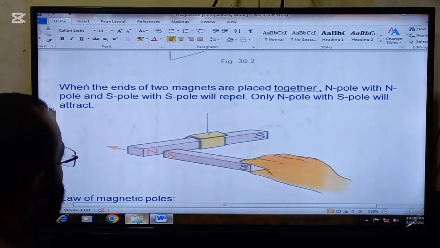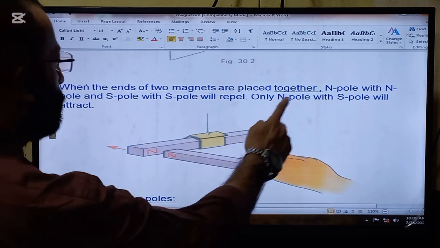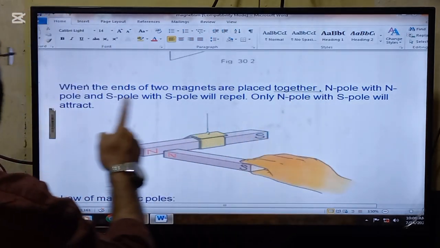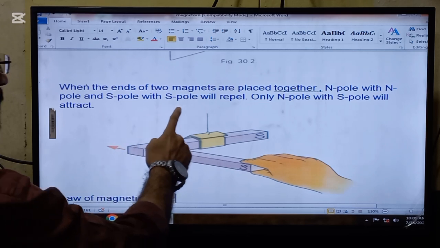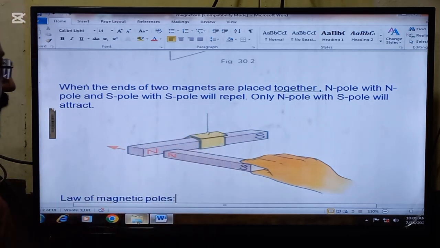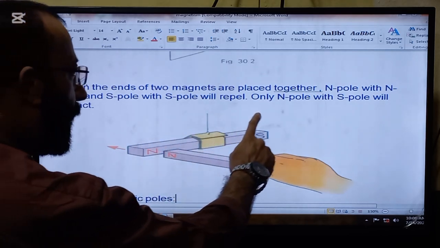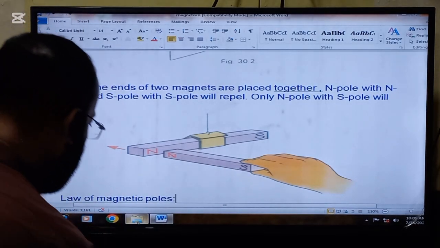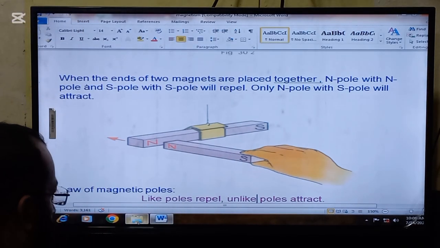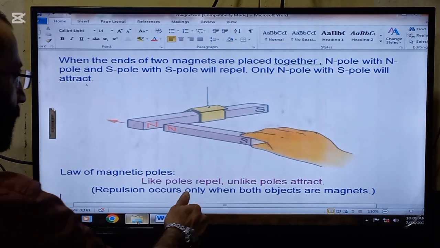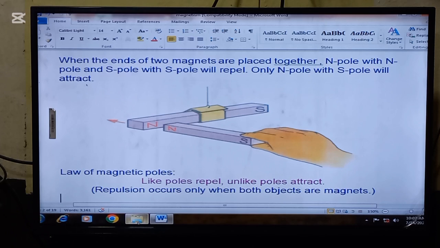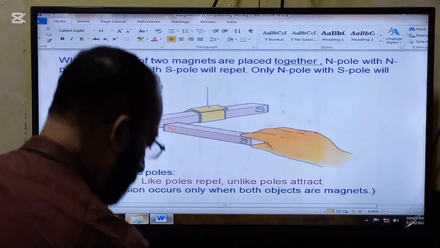When the ends of two magnets are placed together like this, N pole with N pole and S pole with S pole will repel. Only N pole with S pole will attract. So the law of magnetic poles is: like poles repel, whereas unlike poles attract. Repulsion occurs only when both objects are magnets.